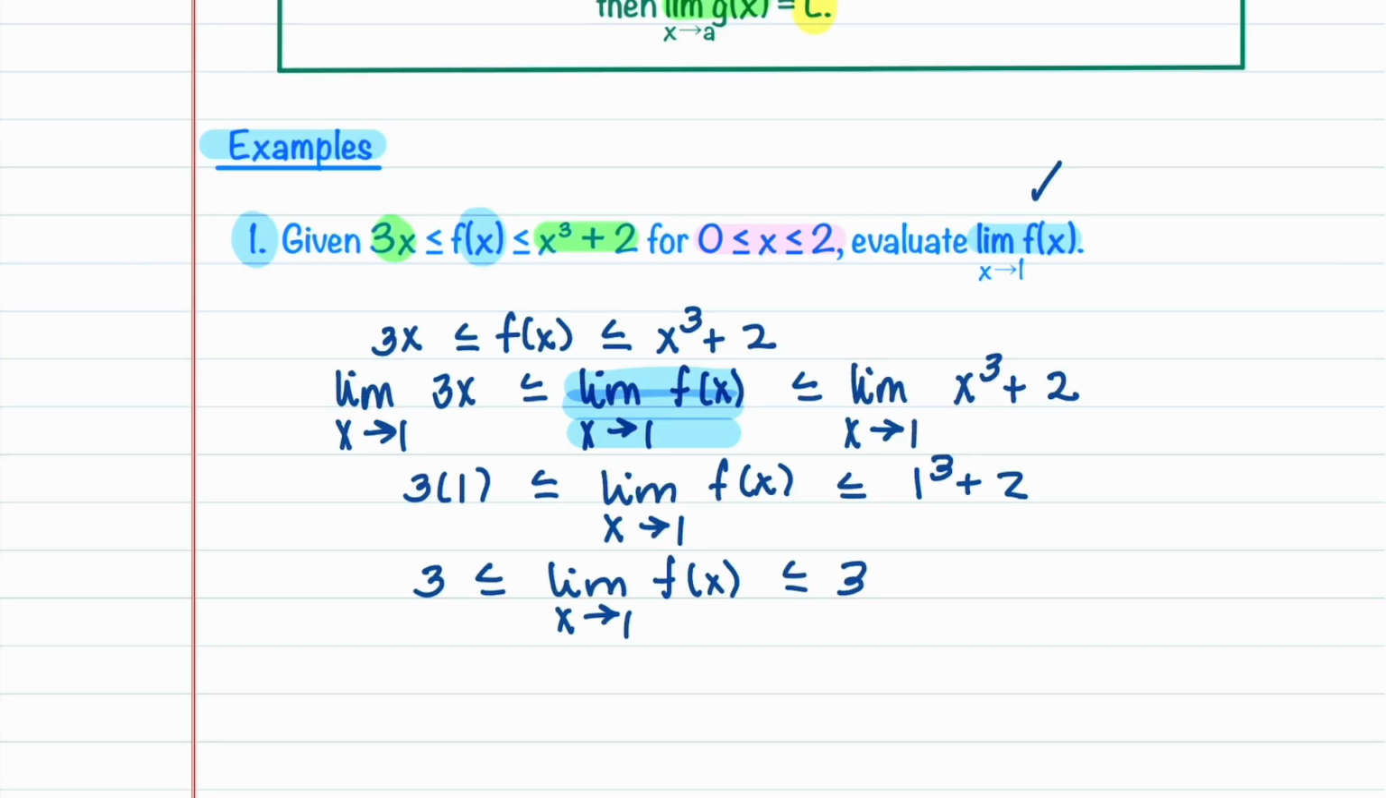We can use the squeeze theorem then to conclude that the limit as x goes to 1 of f of x is equal to 3.